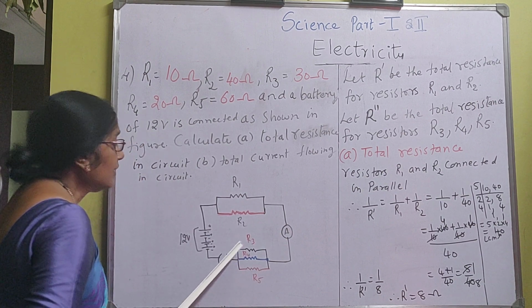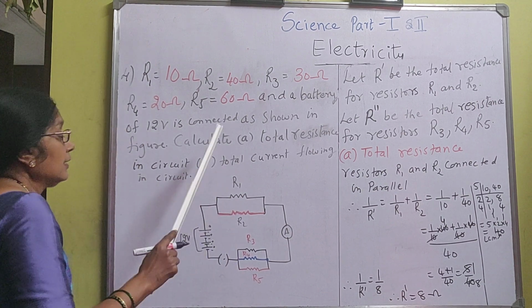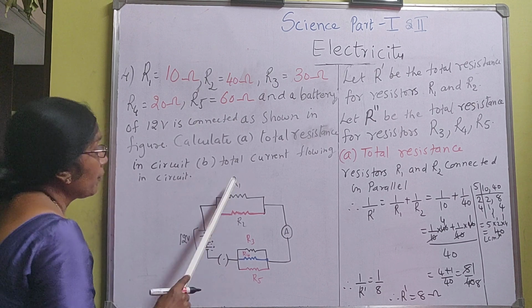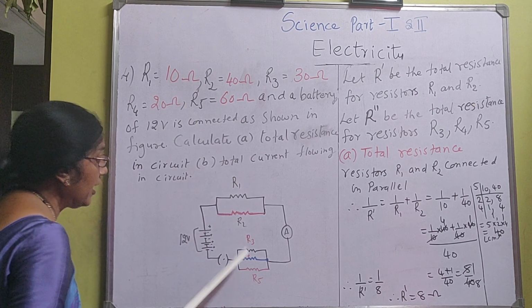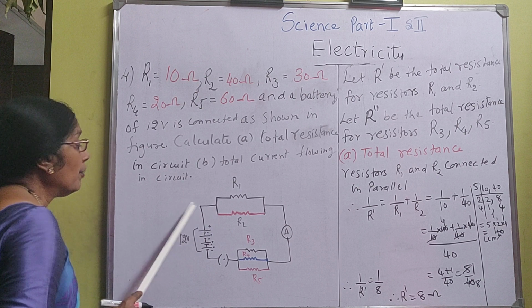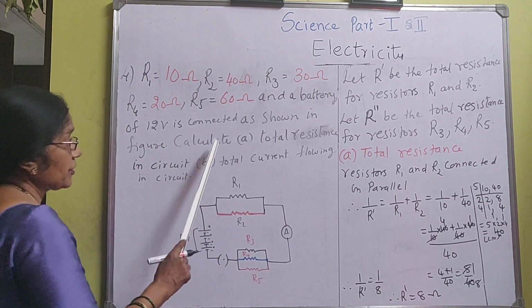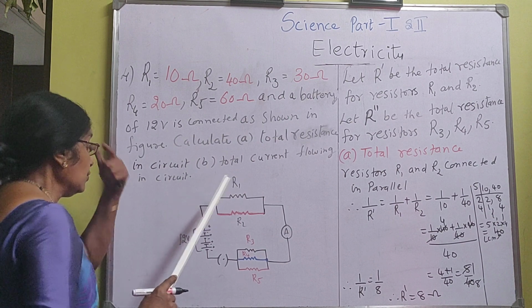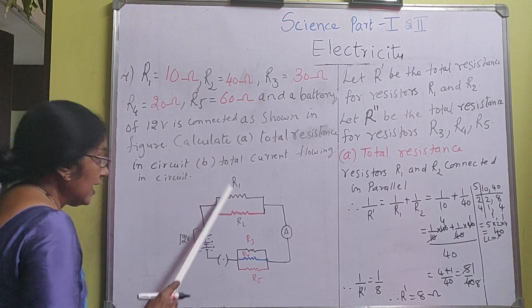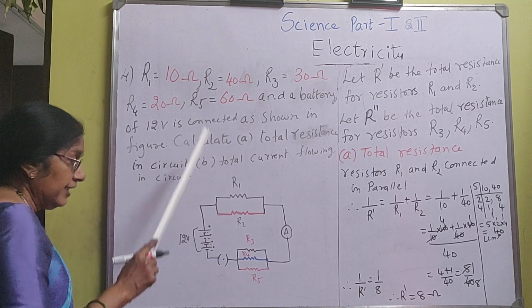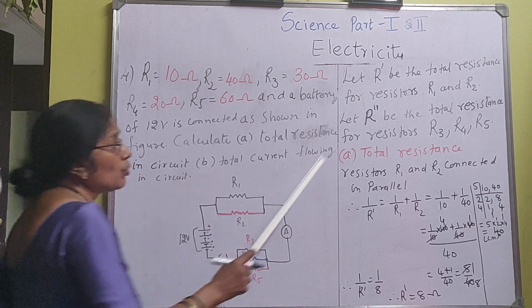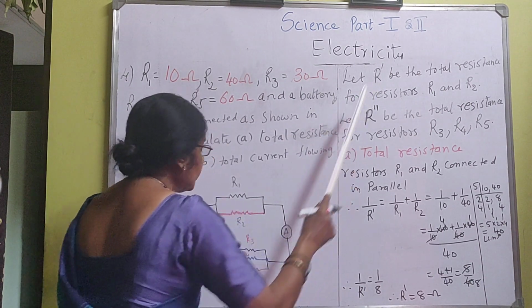That means the current is different for R1, R2, R3, R4 and R5, and the potential difference is same, which is given as 12 volt. We have to first find out what is the total resistance. So let us say that R1 and R2 is connected in parallel. Let its total resistance be R dash.